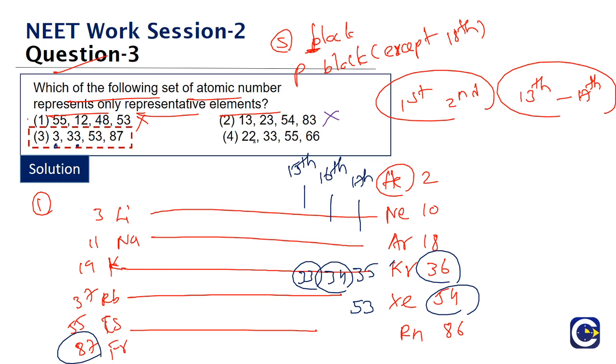Now since we are doing a practice session, we can even look at option 4 and check why that is not having all the elements as representative elements. If you look at the first one itself, 22. So calcium is 20, scandium is 21, titanium is 22. So the first element itself is not a representative element, it is a D block element. That is why, because we are looking for the entire set being representative elements. That is the condition we must satisfy. So the correct answer for this is option 3.